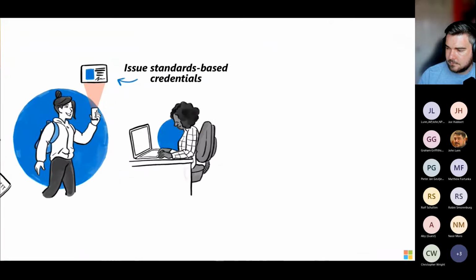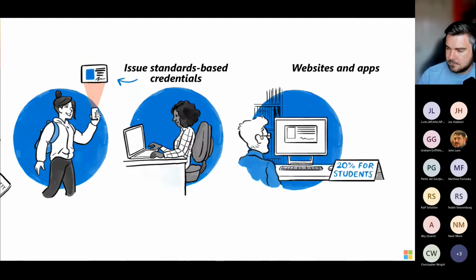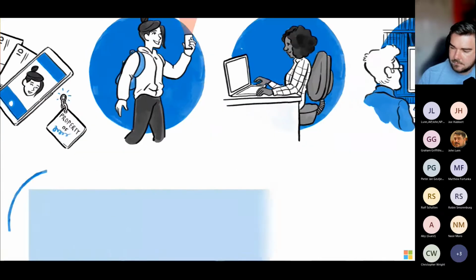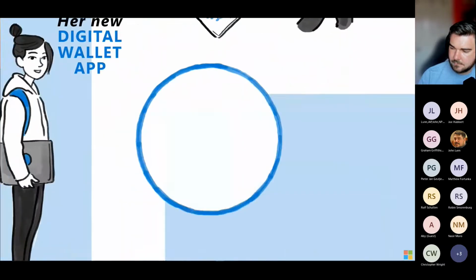When Alice presents these credentials, websites and apps can check that they're valid, for example by confirming with a university that she's a student there, and then grant access accordingly.